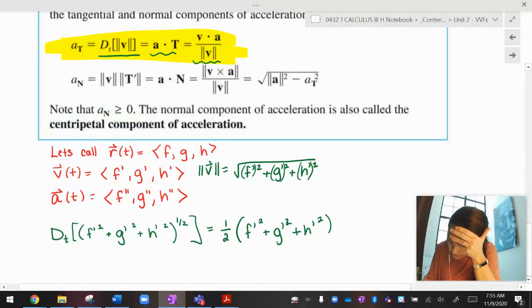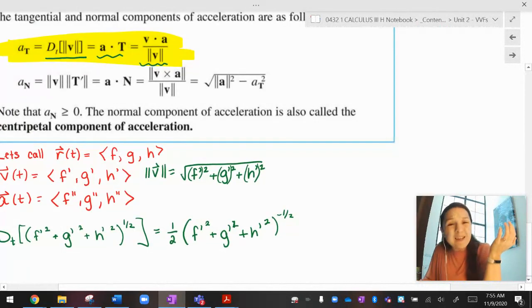H prime squared to the negative 1/2. So there's the derivative of the outside, keep the inside. Now I need times the derivative of the inside. And since f, g, and h are all functions, I need a chain rule in here.